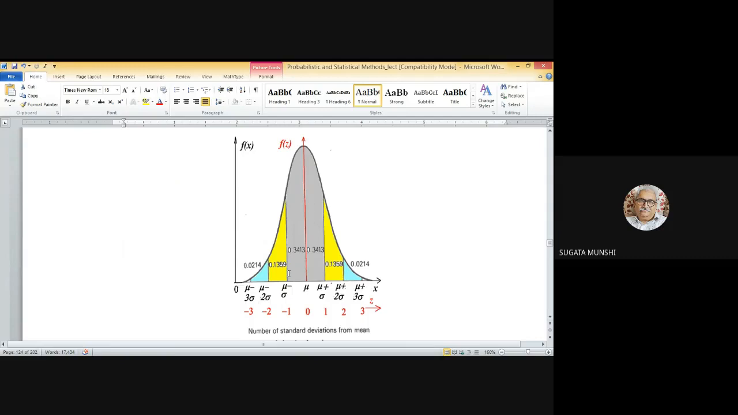So I have drawn here small fx. So that is mu. So this curve is small fx when this is the axis for small fx. Mu plus minus sigma, mu plus minus 2 sigma, mu plus minus 3 sigma. All right.